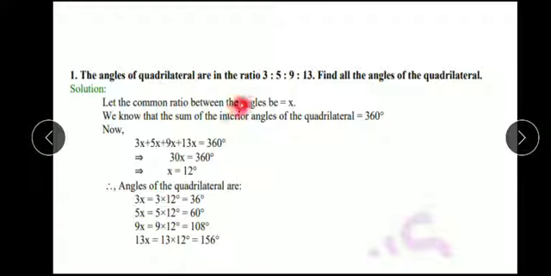The first angle is 3x, that means 3 into 12, that is 36. The second angle is 5x, so 5 into 12 is 60. The third angle is 9x, 9 into 12 is 108. And the fourth angle is 13x, 13 into 12, is 156. If you add all these angles, you will get 360 degrees.